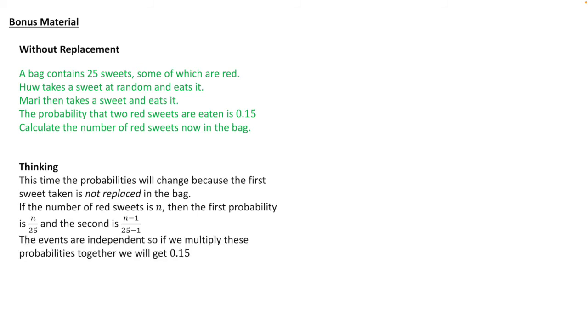Now these events are independent because once we've done the first one, we've accounted for the fact that the second probability is related by working out what it is separately. So in this situation we can multiply these probabilities together, and that will give us the probability we've been given that 2 red sweets are eaten. So we now have n over 25 times n minus 1 over 24, because 25 take away 1 is 24, and by multiplying those together we get our 0.15.